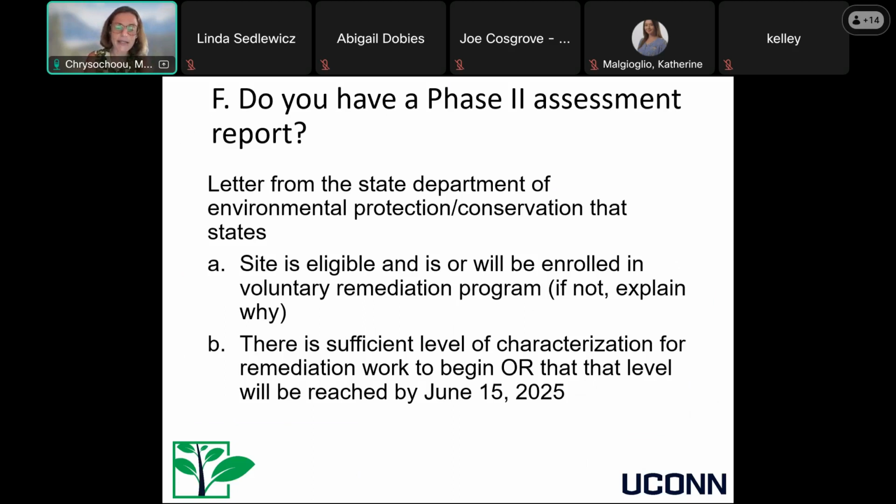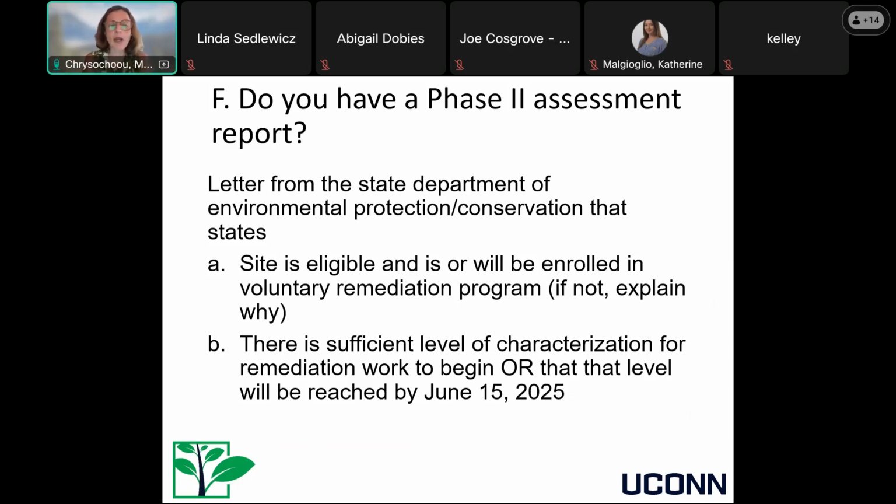The second statement in the letter is that there is currently a sufficient level of characterization for remediation work to begin, or that level of characterization will be reached by June of next year, which is the time that you will receive the cleanup grant.